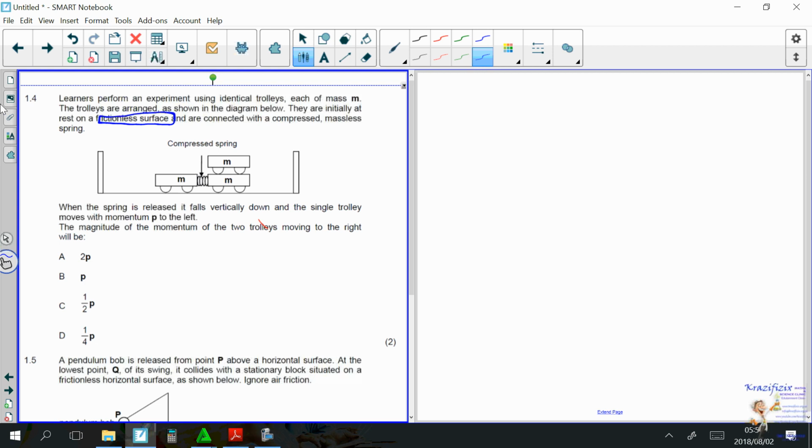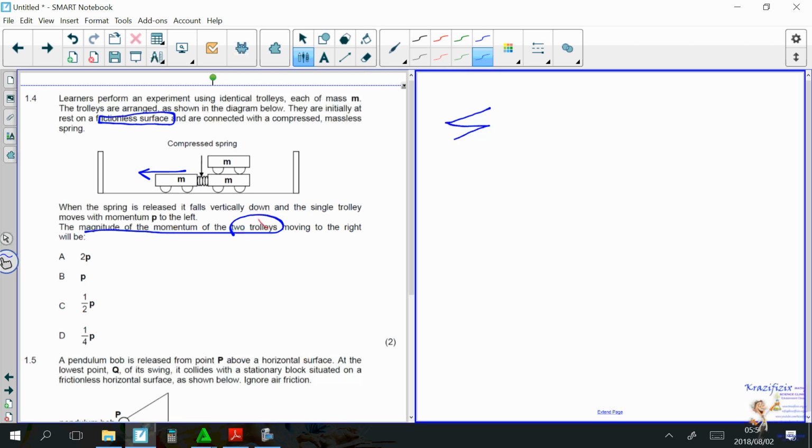When the spring is released, the single trolley moves with a momentum p to the left. Remember now, momentum is a vector quantity. The magnitude of the momentum of the two trolleys. Okay. Now, what do we need to think about here? The law of conservation of linear momentum. The law of conservation says that the total linear momentum before should be equal to the total linear momentum after. So let's expand this bracket.